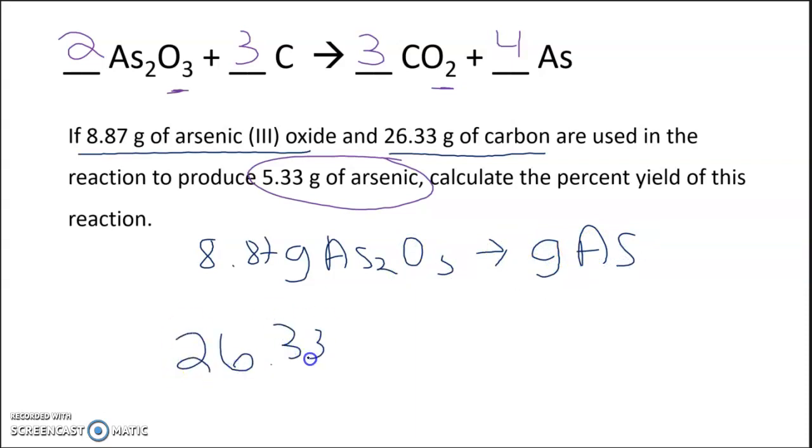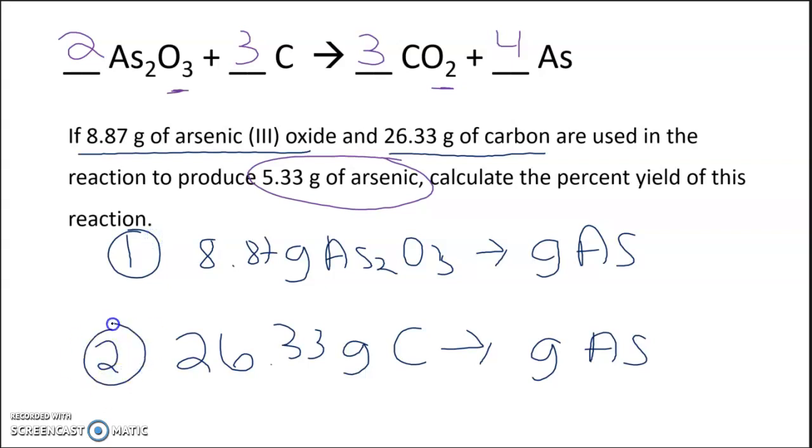We take 26.33 grams of carbon and change that to grams of arsenic. Then whichever one is my smaller amount of arsenic, that is my theoretical yield, because that means that reactant was limiting. And we'll get to that in a minute. So this is kind of our game plan. We need to do this one first, we'll do this one second, and then we'll talk more about why we picked the smaller one later.